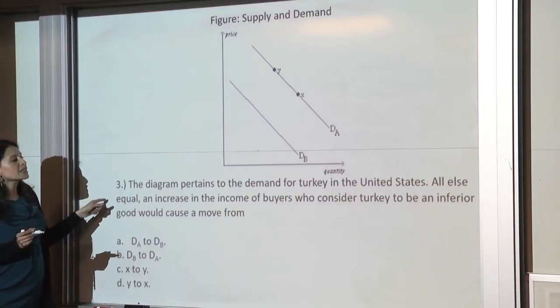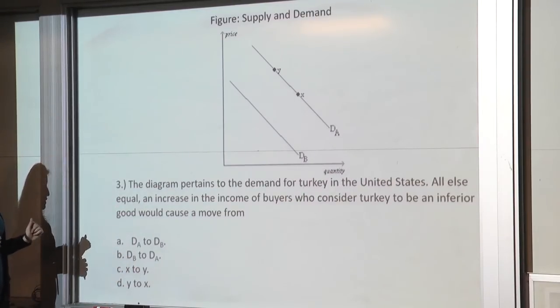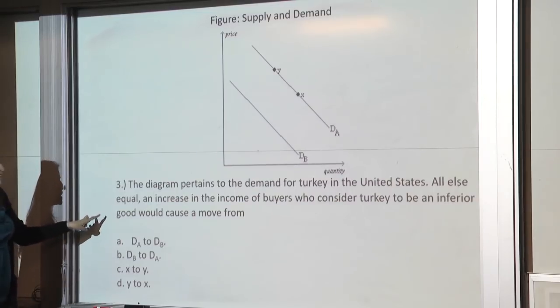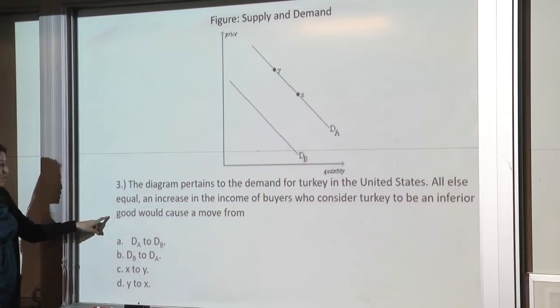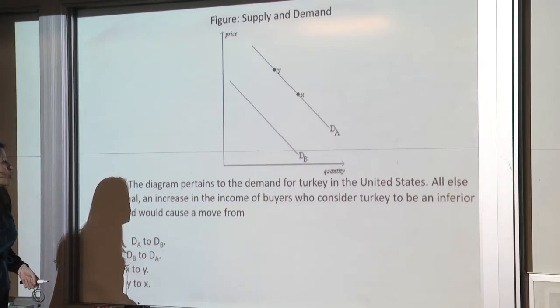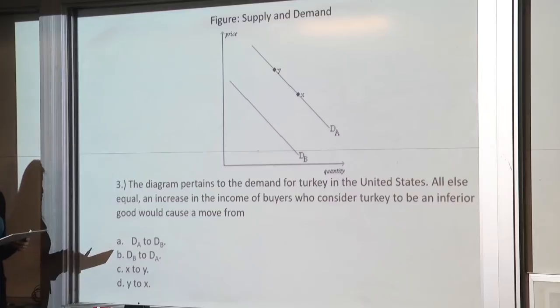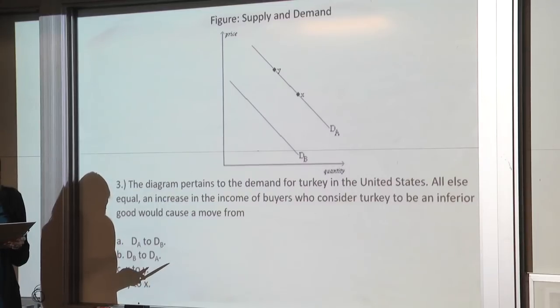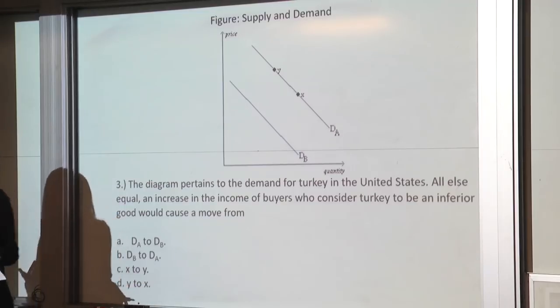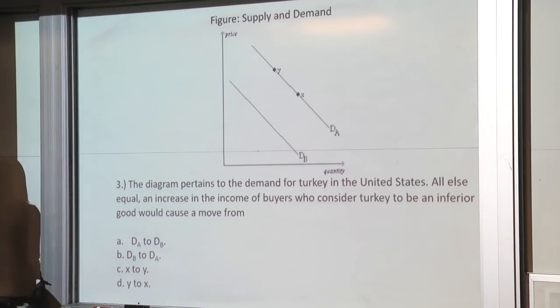The diagram pertains to the demand for turkey in the United States. All else equal, an increase in the income of buyers who consider turkey to be an inferior good would cause a move from... So what happens here? What is an inferior good? It is when income increases, the demand goes down, okay? But here, what are we talking about? Income, not prices. So what is going to happen? The demand is going to change, right?